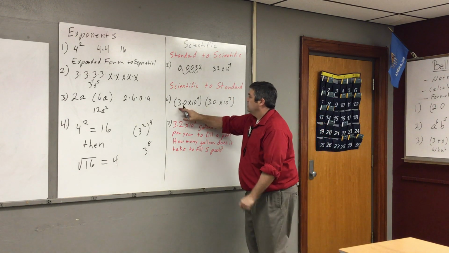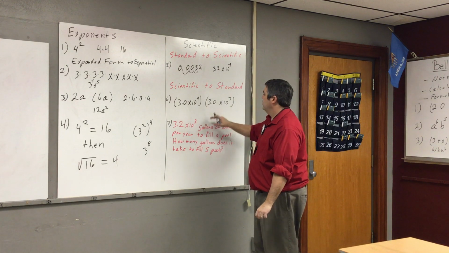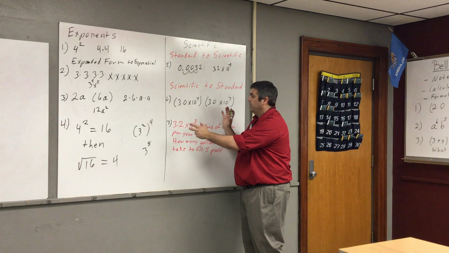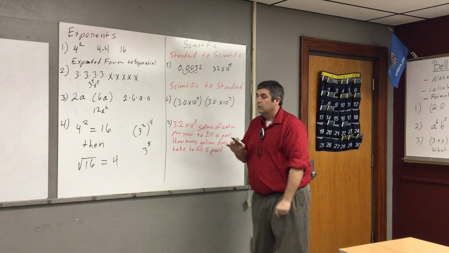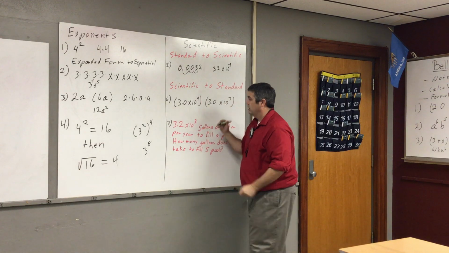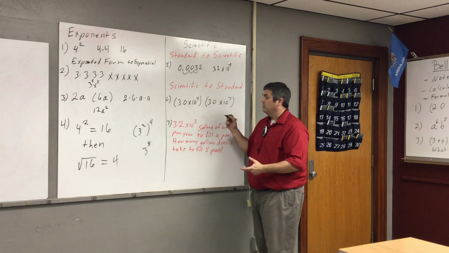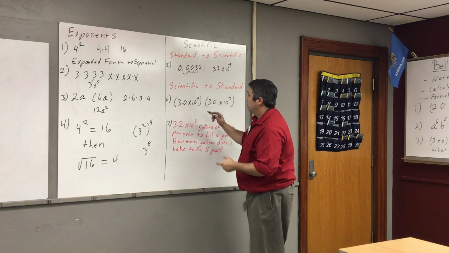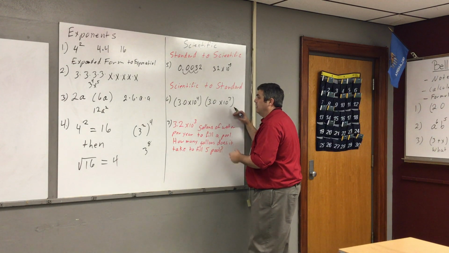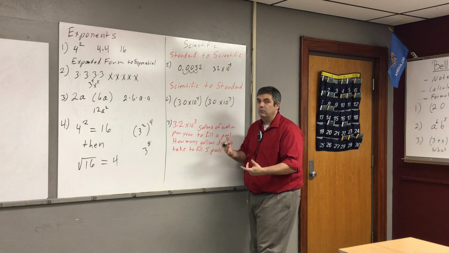Yeah, so 3.0 times 10 to the 4th and 3.0 times 10 to the 7th. This is multiplying scientific numbers, okay? Yeah, I missed that. So we're gonna do this real quick and then I'll do one of those. So multiplying scientific numbers. All you're gonna do is remember that this is all multiplication. If it's all multiplication, I get to reorder it.